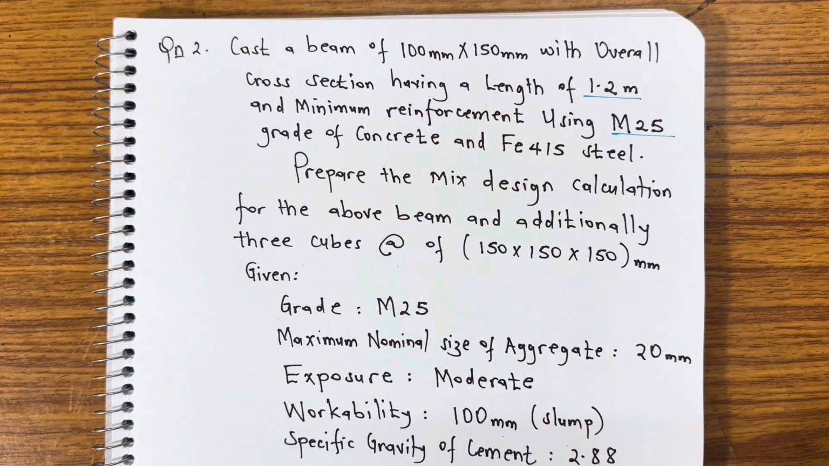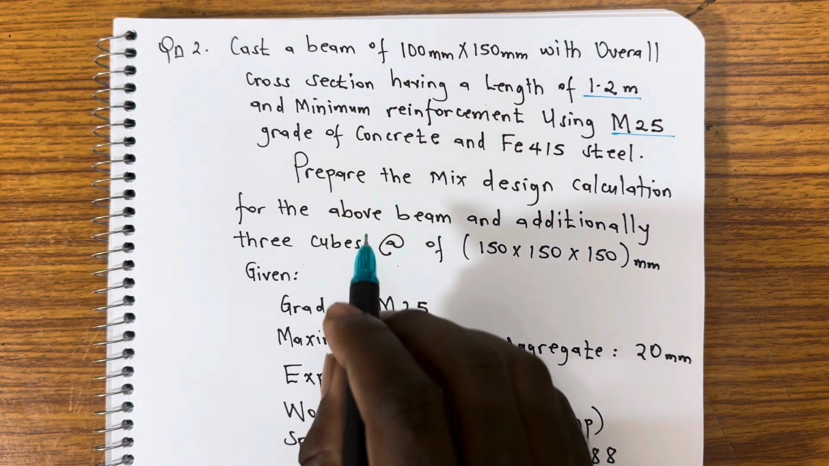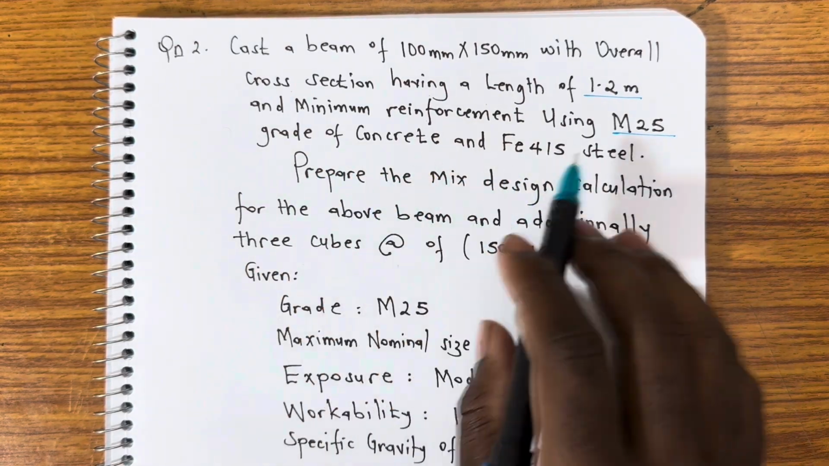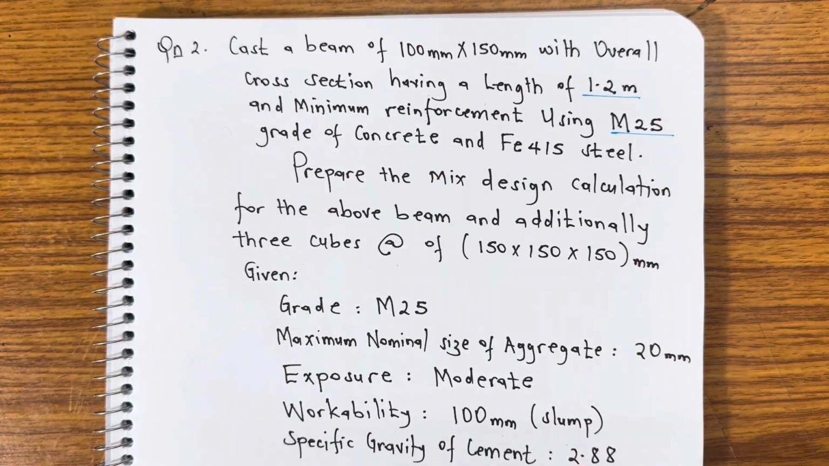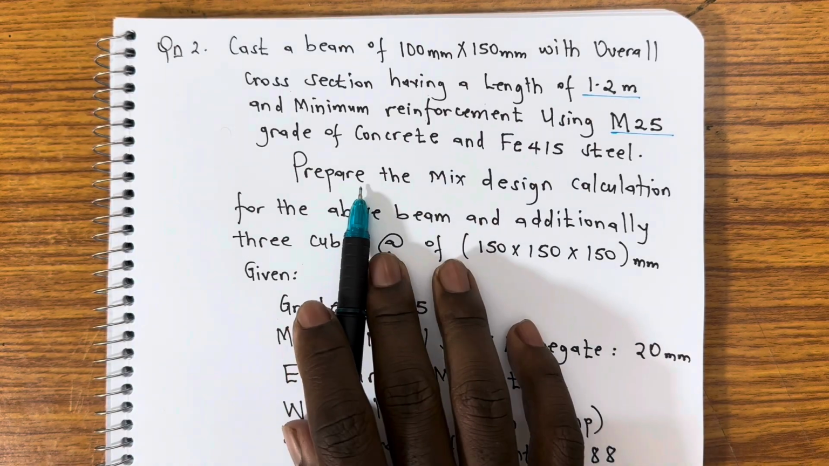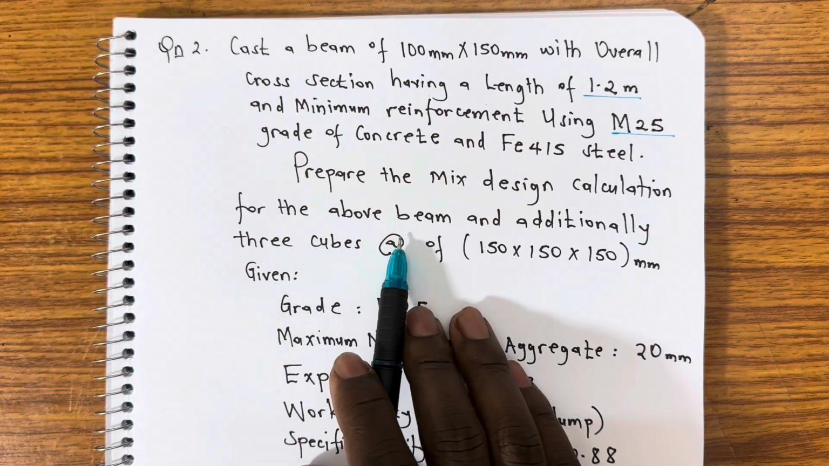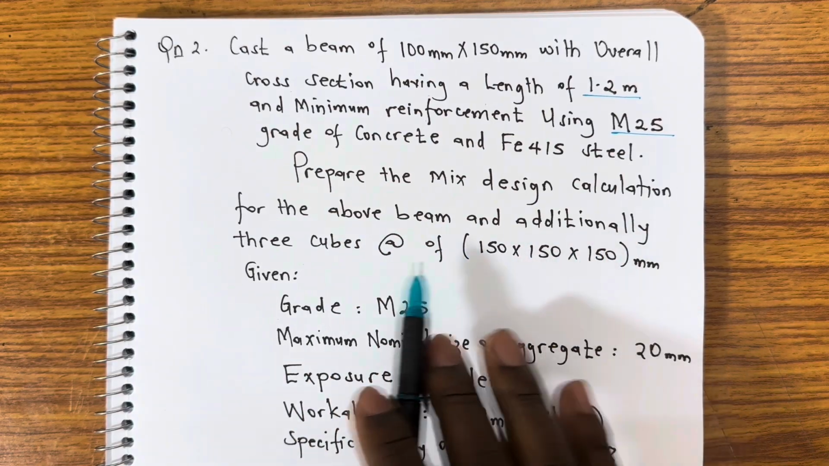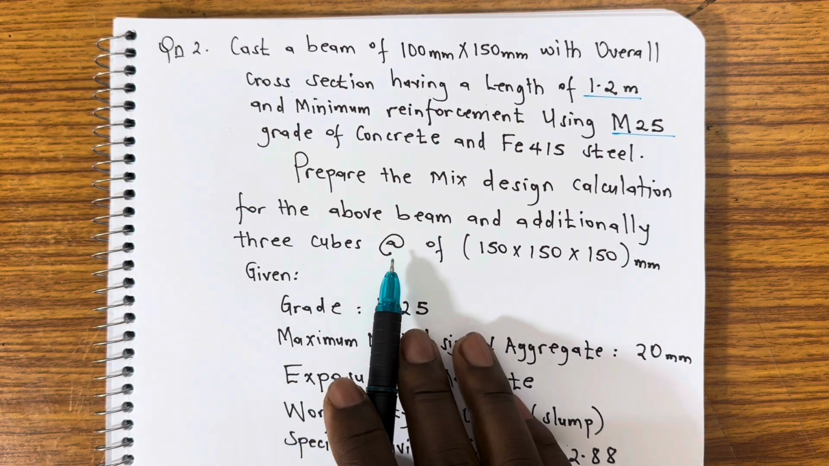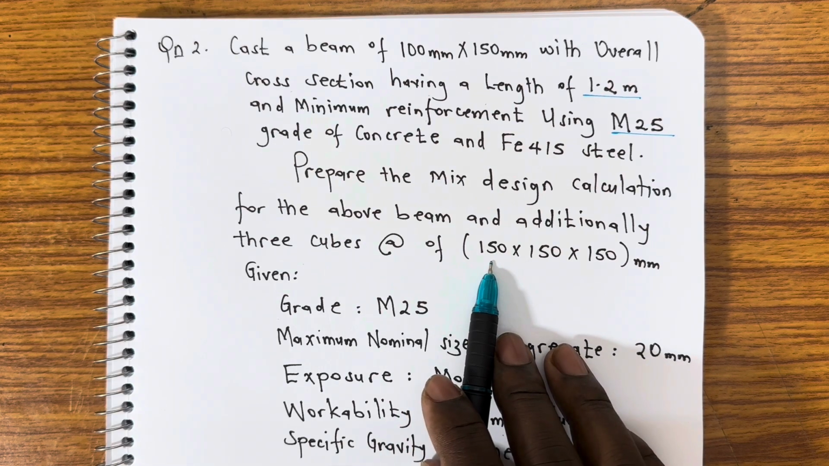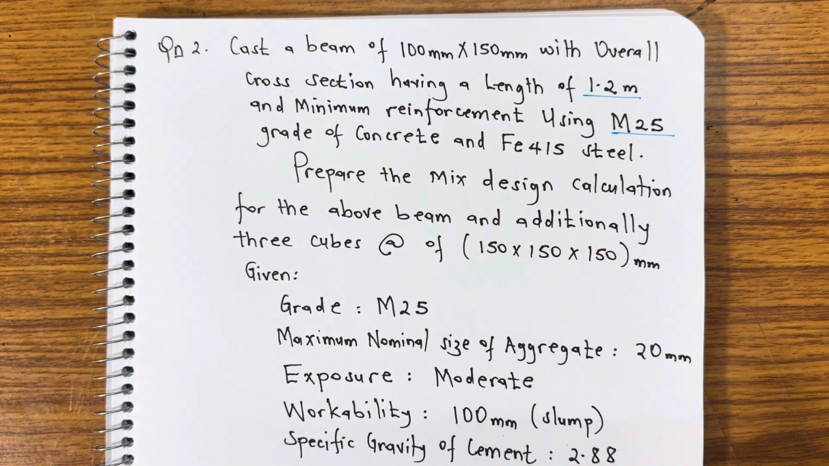Now, in the first video we did M20, but in this video we're going to do M25. So follow with me carefully until you understand the difference between the first video and this one. Now, the grade of concrete is M25, and the one for steel is Fe415. We're asked to prepare the mix design calculation for the above beam, and additionally 3 more cubes, and each cube has the dimension of 150 by 150 by 150.